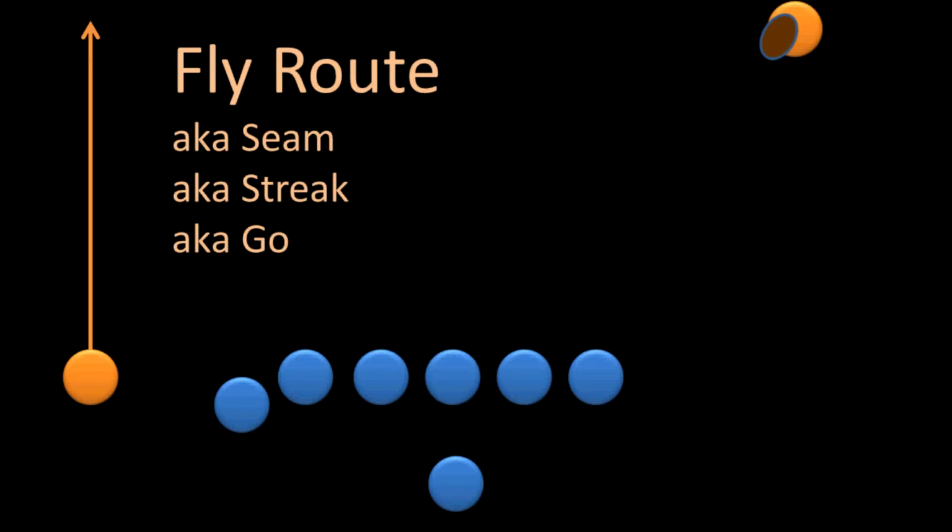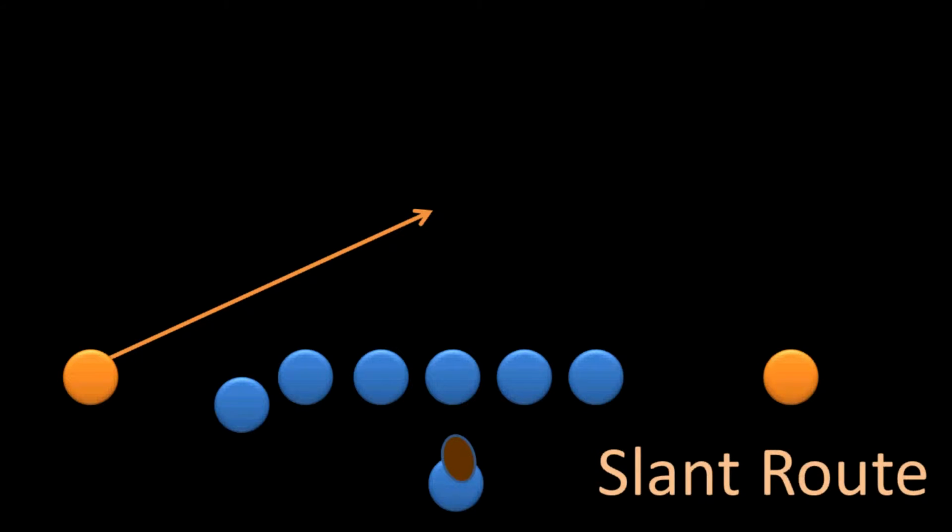Similar to the fly route is the slant, which means that rather than running parallel with the sidelines, the receiver is running at an angle across the field.